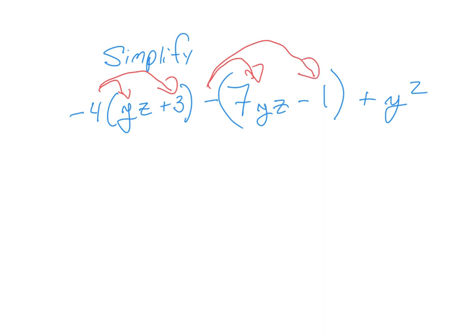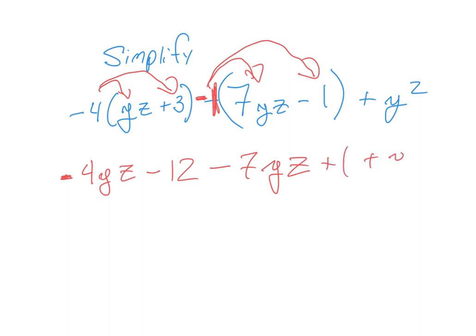Remember, that's a negative in the front, so I have negative 4 being multiplied times yz, so negative 4yz. Then I'm going to have negative 4 times 3, which is negative 12. Keep track of your negatives really well. I'm going to have then negative 1. It's not written there as a negative 1, it's an implied negative 1. If it helps you, go ahead and write it in there. So I can see it's negative 1 times 7yz, so negative 7yz. Negative 1 times negative 1 is positive 1, plus y squared.